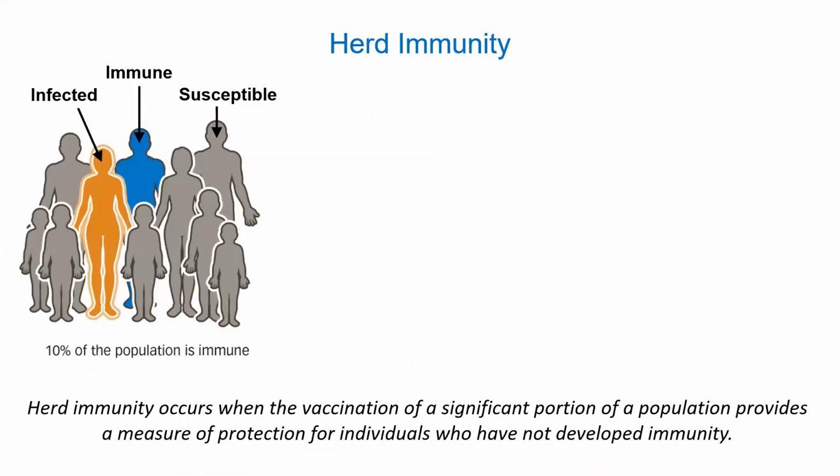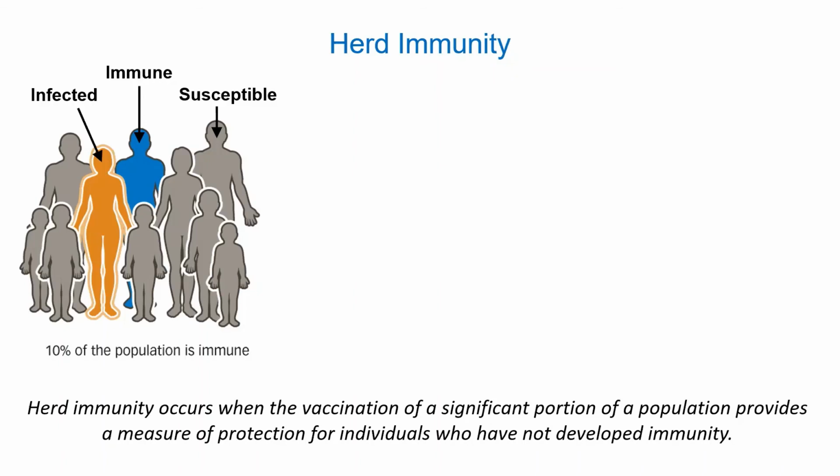So let's talk a little bit about herd immunity. This is something that's popping up a lot lately with COVID-19. Some people think, why do we need a vaccine? Why don't we just wait till we get herd immunity? So let's talk about what that is and why that might be a problem.